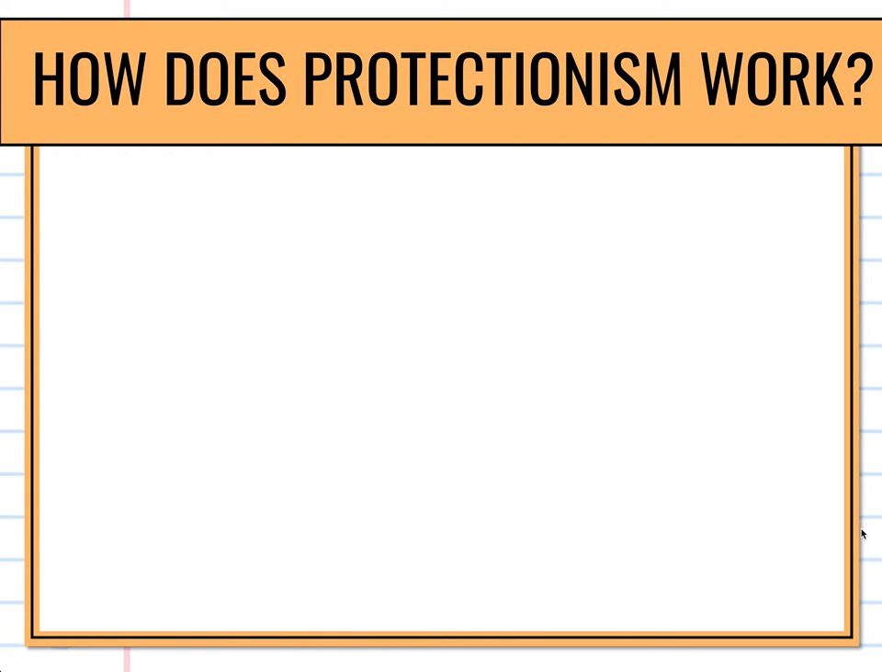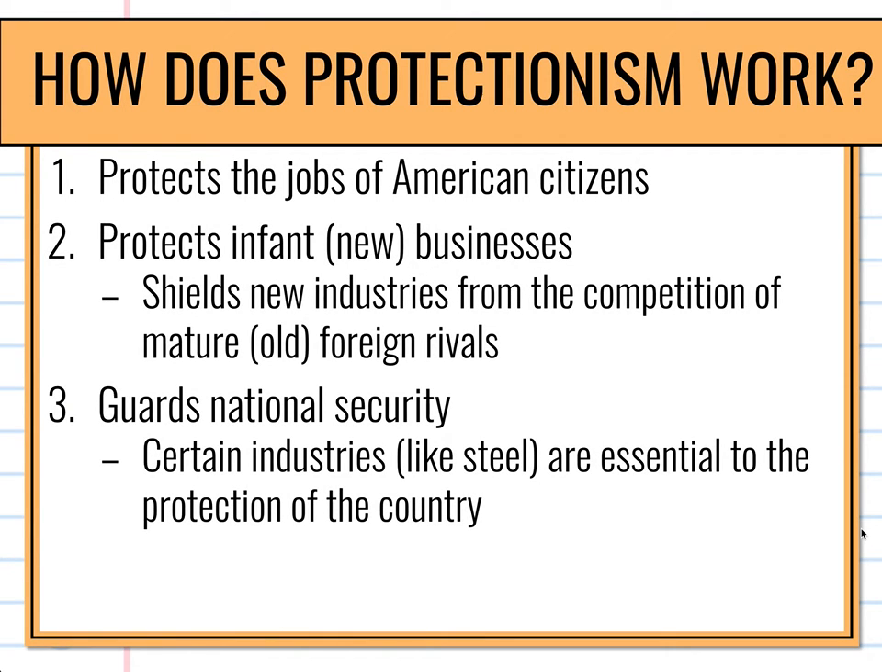So how does protectionism work? There are 3 main components of protectionism. 1, it protects the jobs of American citizens. 2, it protects new or infant businesses. Basically, they shield against older, more mature foreign rivals. And 3, it guards national security, because certain industries, such as steel, are essential to the protection of our nation.